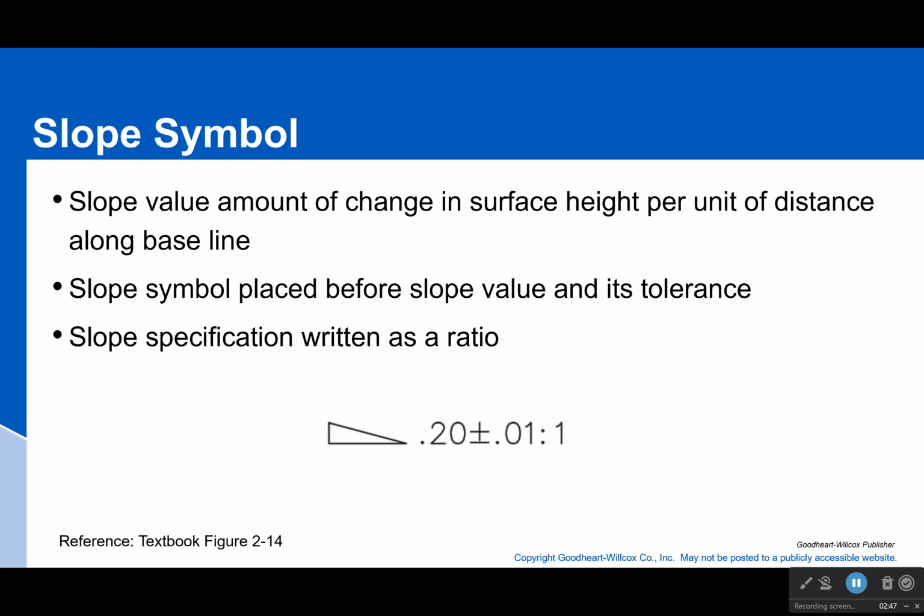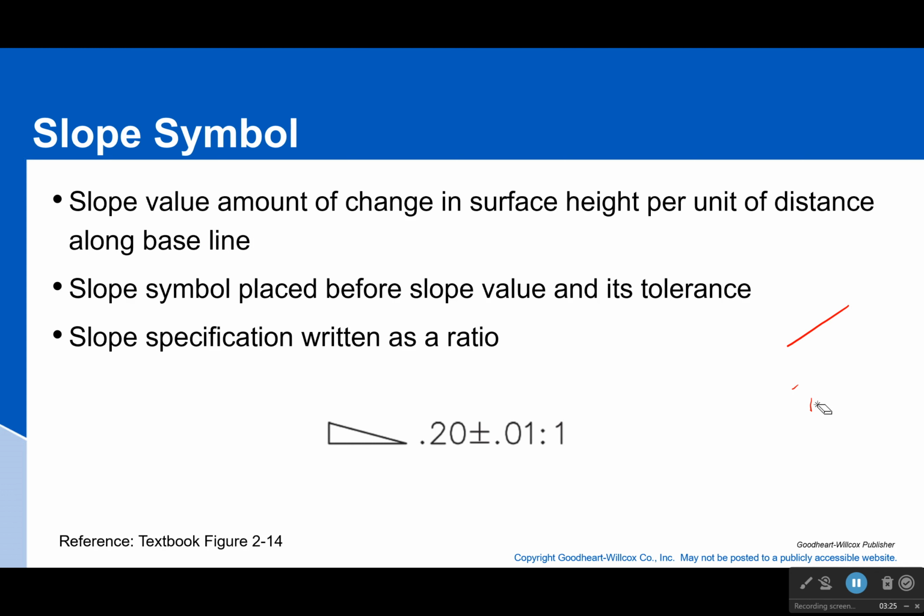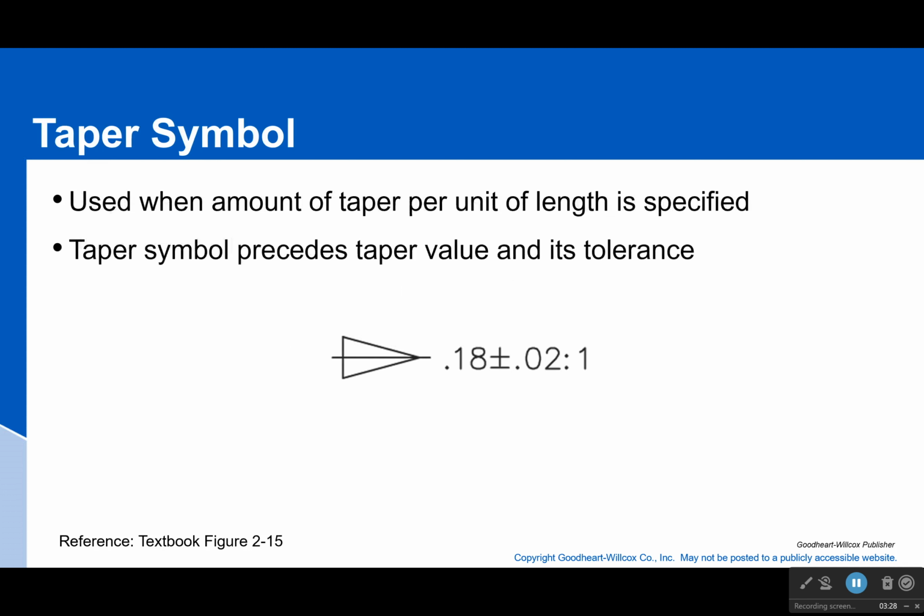The slope symbol, if I have an angled plane, I can give the slope. And it gives it to you as a change in surface height per unit of distance. It's always rise over run, rise over run along some baseline. And the slope value is always placed before the tolerance. Now, I don't see this too terribly much, but you might. I normally see people show an angle, but you can still see the slope symbol being used, so keep it in mind.